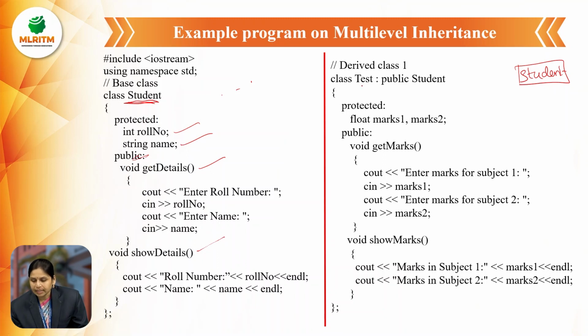Next, the second class, test. It is derived from the parent class, student. Now it is a test class derived from student. This test class contains two variables, marks1 and marks2, and two public methods.